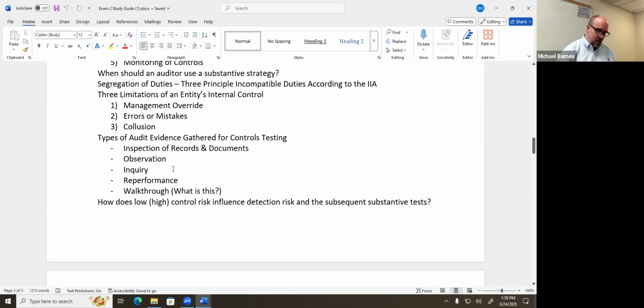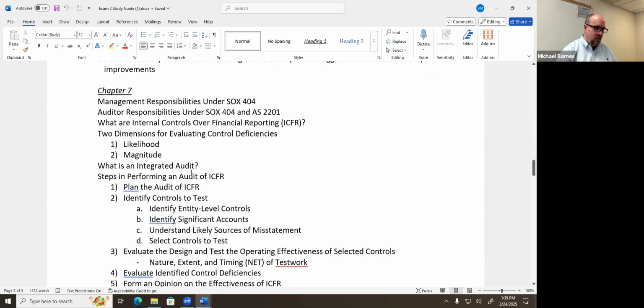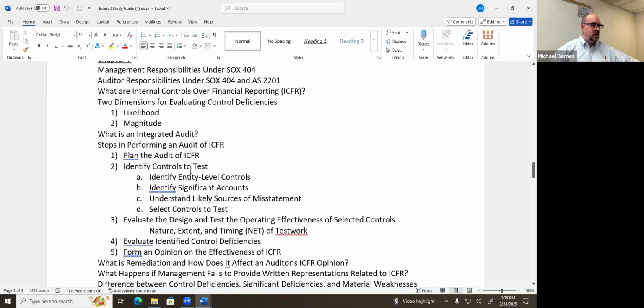All right, chapter 7. How do we evaluate control deficiencies? Keep in mind that they start out as control deficiencies and they become more significant depending on the magnitude. So we first have to assess likelihood. If something is at least reasonably likely, then we assess the impact, okay? That's where we assess magnitude. If it's significant but not material, we call it a significant deficiency. If it's material in nature, we call it a material weakness, all right?